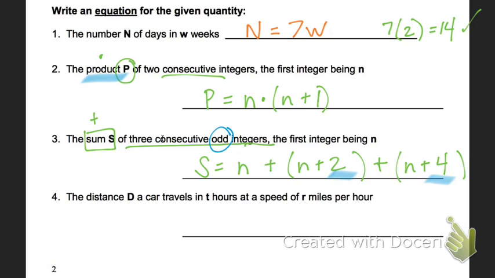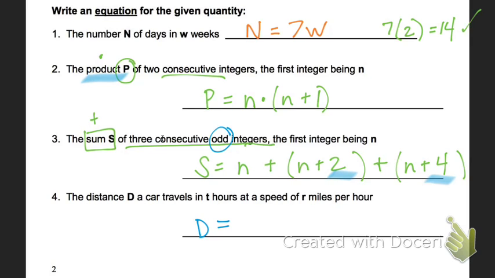Awesome. Okay, number 4. The distance d a car travels in t hours at a speed of r miles per hour. So what's going to go on the left side of the equal sign? D equals. Travels in t hours at a speed of r miles per hour. Think about it. Write it down.